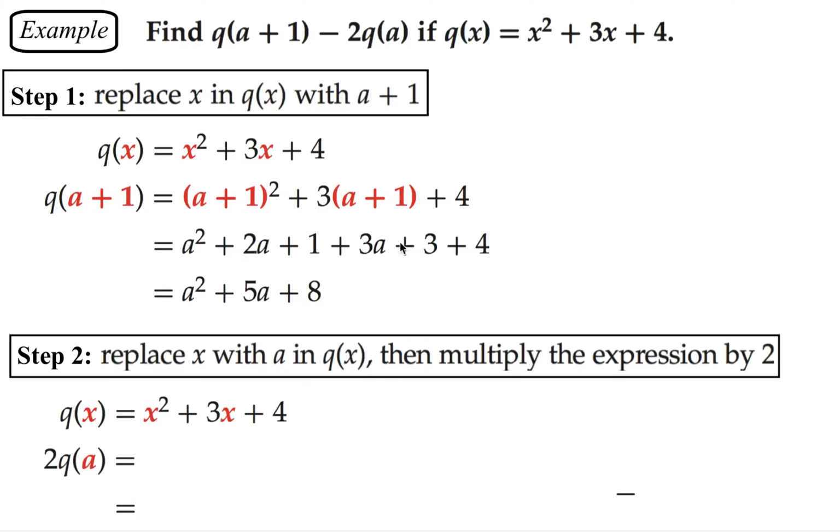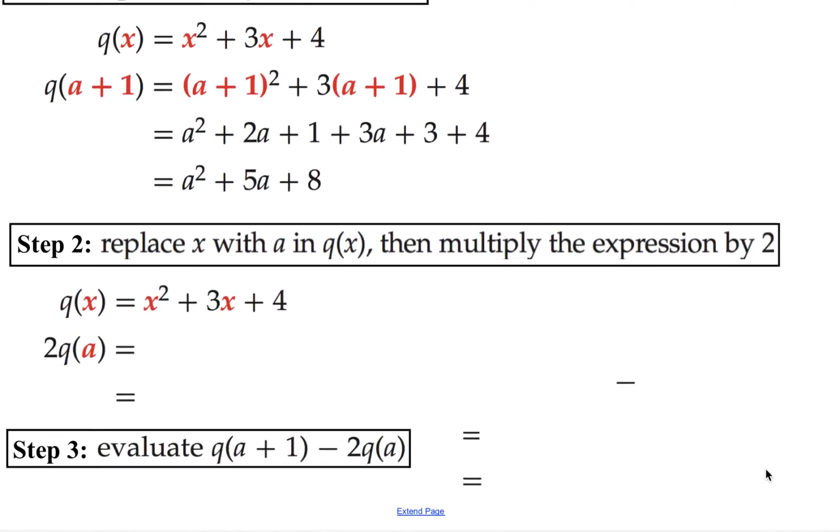The next step, we're going to replace x with a and then multiply it by 2 when we're all finished. So instead of x, we want the variable a, and then we're going to multiply it by 2. So instead of x squared, we have a squared plus 3a plus 4, and then distributing our 2, we get 2a squared plus 6a plus 8. And then lastly, we're going to evaluate what they asked us to do in the beginning: if we evaluate each of those pieces and subtract them, what do we get?